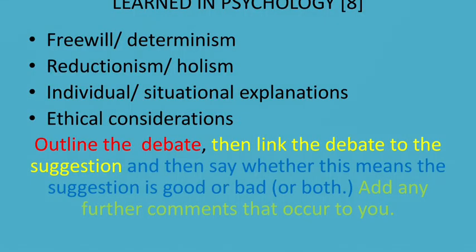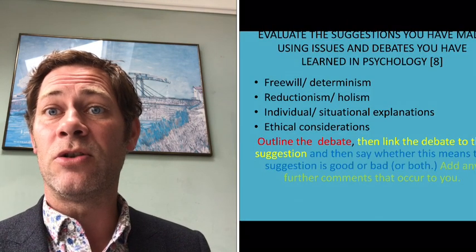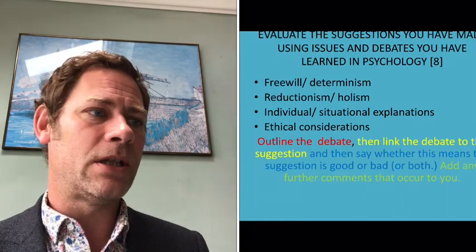You may want to discuss whether your suggestions are reductionist and so don't tell the whole story, or holistic and try and consider lots of things but are difficult to control because of that. Are your explanations individual, situational ones in terms of the changes, and what are the implications of these? Ethical considerations: what are the good or bad points ethically about trying to change the behaviours in question? So outline what the debate means, then link the debate to the suggestions, say whether that means the suggestion is good or bad, add any psychological evidence you can think of, and anything else you can.